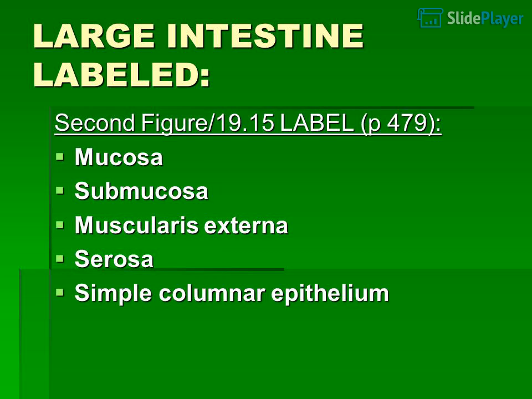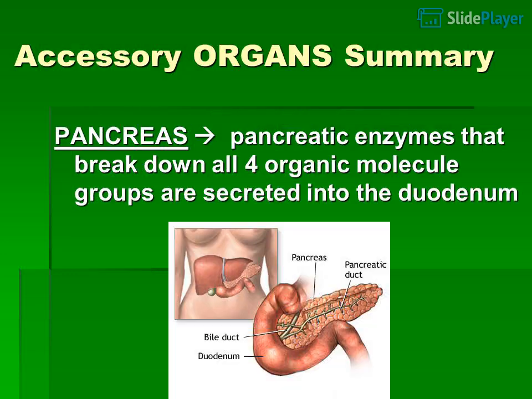Large intestine labeled. Second figure 19.15 label, P479: Mucosa. Submucosa. Muscularis externa. Serosa. Simple columnar epithelium.